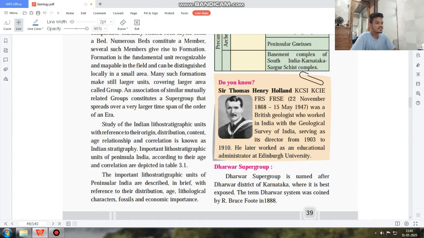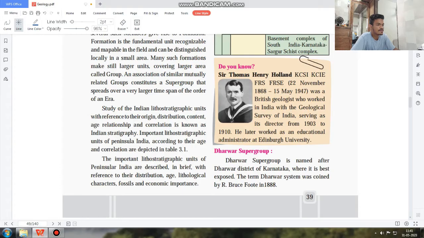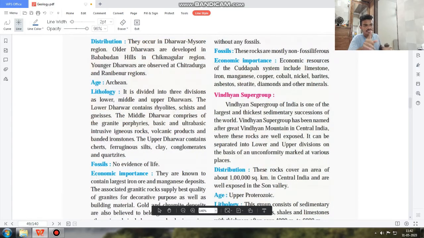So what to remember? First of all, the first supergroup we'll start with is Dharwar supergroup. It is named after a district in Karnataka. Okay, you can just say named after the Dharwar system. Next we say, okay, just remember, you have to remember all this: distribution, age, lithology, fossils, economic importance.